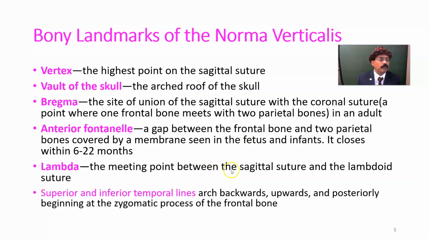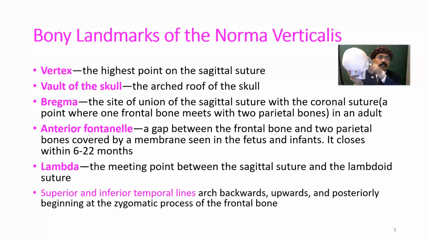Lambda, the meeting point between the sagittal suture and the lambdoid suture. Superior and inferior temporal lines, okay, arch backward and upward, posteriorly, beginning at the zygomatic process of the frontal bone here, and it goes upwards, backwards, then goes downward. We have two lines over the parietal bone.